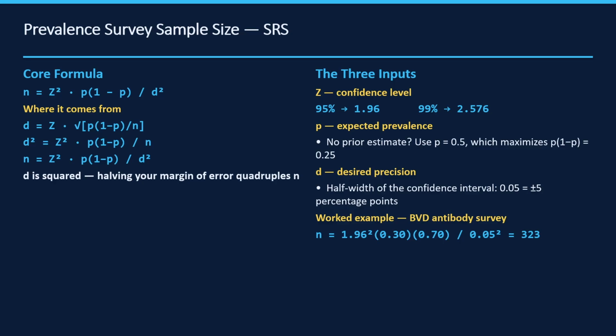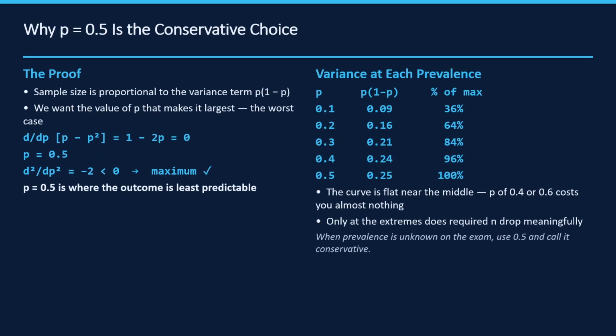And here's the piece to internalize. D is squared in the denominator, so halving your margin of error quadruples your sample size. Precision is expensive. Worked example, 95% confidence, expected prevalence 30%, plus or minus 5 points, gives you about 323 animals. Default to p equals 0.5 when prevalence is unknown.